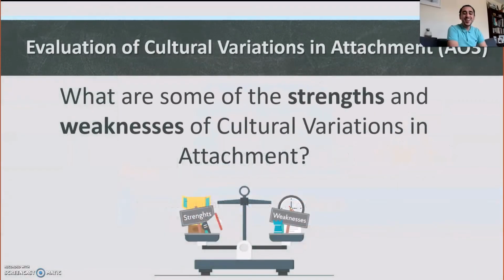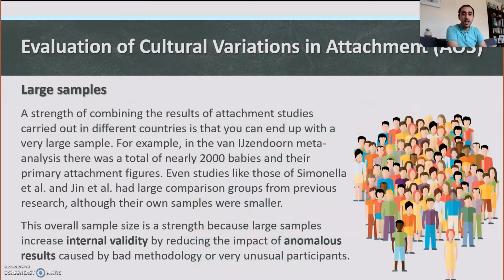Evaluation. Right, what are some of the strengths and limitations of cultural variations in attachment? Large samples. A strength of combining the results of attachment studies, which is a meta-analysis, carried out in different countries, is that you end up with a very large sample. For example, in Van Ijzendoorn's meta-analysis, there was a total of nearly 2,000 infants and their primary attachment figures. Even studies like those of Simonelli et al. and Jin et al. had large comparison groups from previous research, although their own samples were smaller.